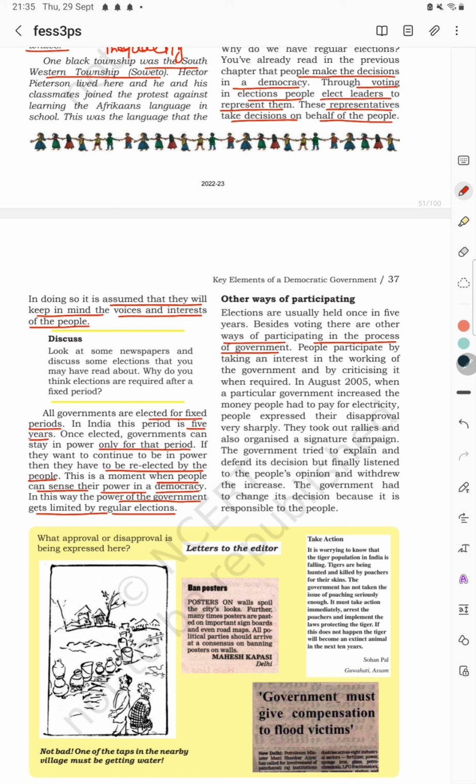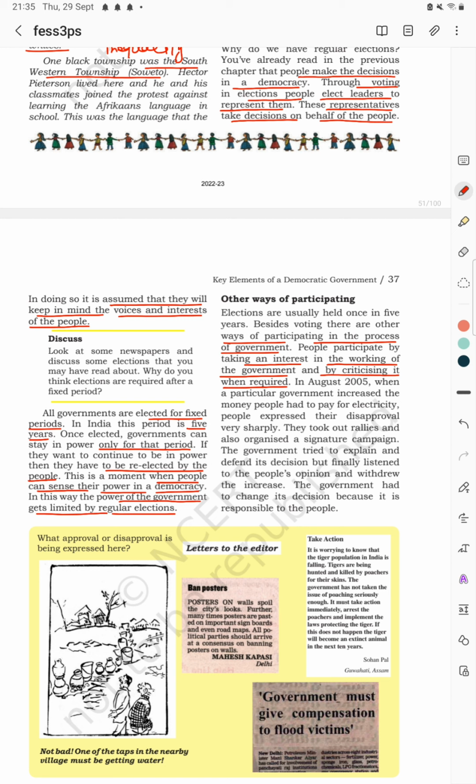So people participate by taking an interest in the working of the government and by criticizing it when required. If you like any policy of the government, you appreciate the government. Or when you do not like any policy of the government which is harming many people, or which is for the interest of only a few sections of society, then the particular policy may be criticized by the section which is not benefited.